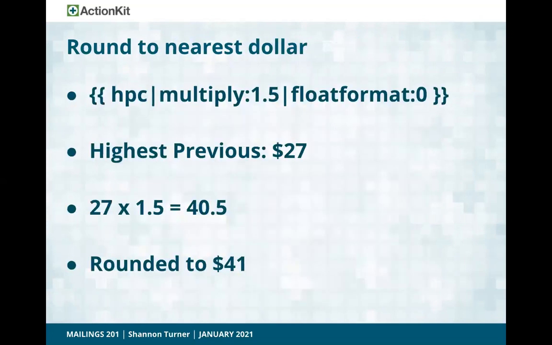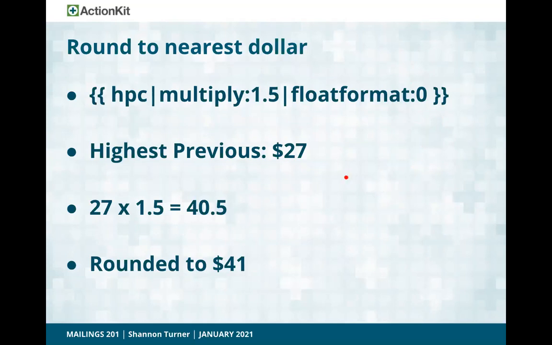I also want to show you how you can round to the nearest dollar. So this is a cool trick that you can use with your filters on your snippets. Previously, we've used the float format to say, format this number, round it to the nearest 2 decimal places, which is handy so that you're not asking for fractions of a penny. Here, I can use float format 0 to say, I want to round this number to 0 decimal places, which rounds it to the nearest dollar.